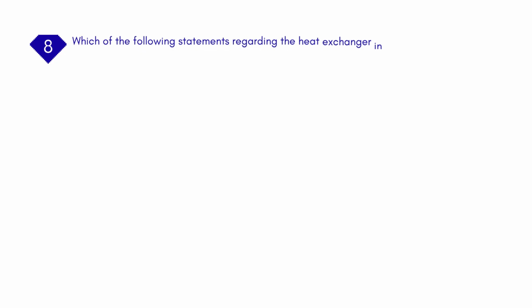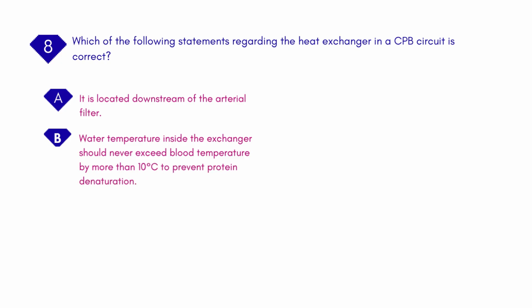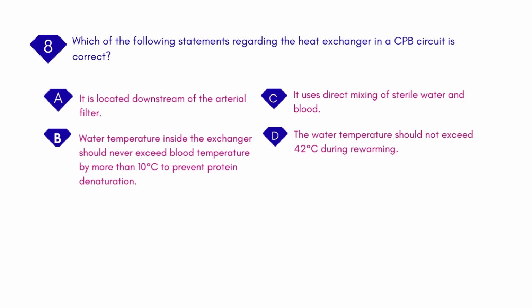Which of the following statements regarding the heat exchanger in a CPB circuit is correct? A. It is located downstream of the arterial filter. B. Water temperature inside the exchanger should never exceed blood temperature by more than 10 degrees Celsius to prevent protein denaturation. C. It uses direct mixing of sterile water and blood. D. The water temperature should not exceed 42 degrees Celsius during rewarming. Answer: D. The water temperature should not exceed 42 degrees Celsius during rewarming.